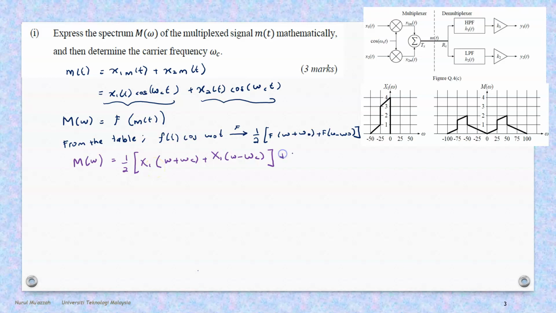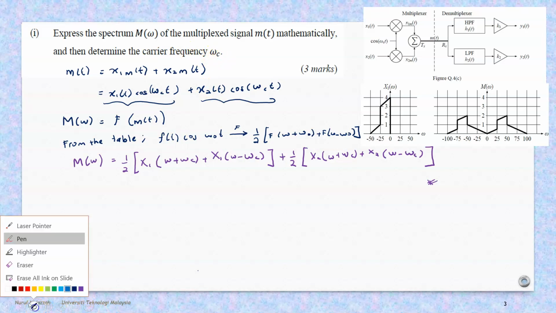And the second part here is X2, because m is the summation of x1 and x2. So this is 1 over 2 [X2(omega plus omega c) plus X2(omega minus omega c)]. So we just leave it like that. This is the spectrum M(omega) when expressed mathematically. Once we have determined M(omega) mathematically, then we can find the carrier frequency.